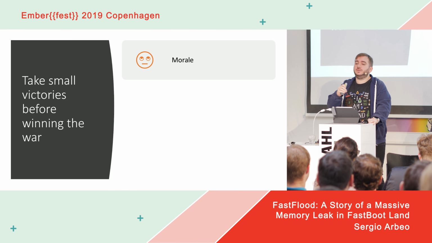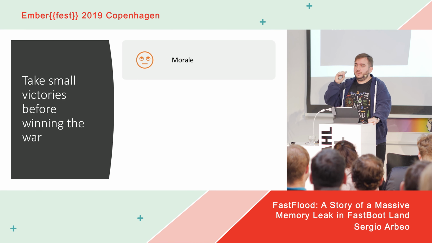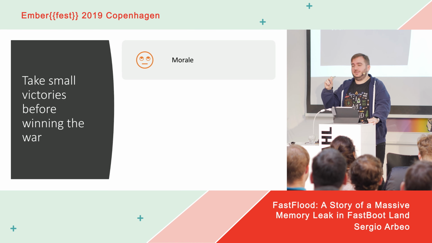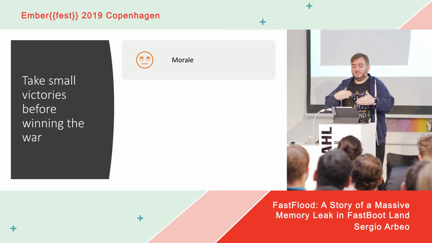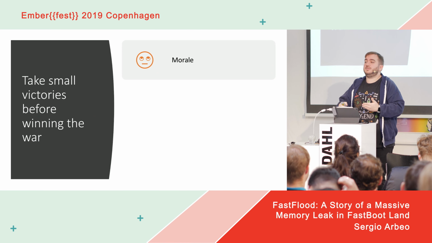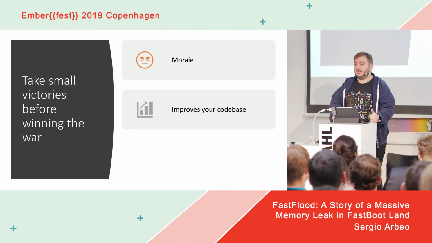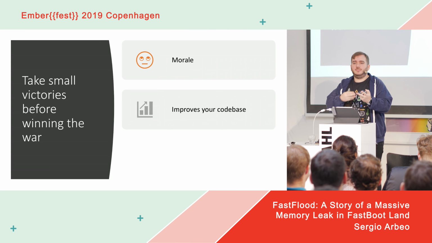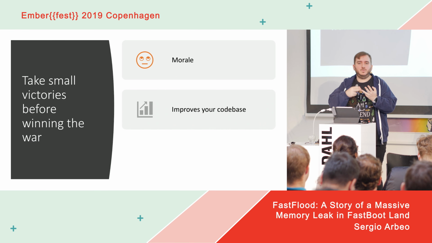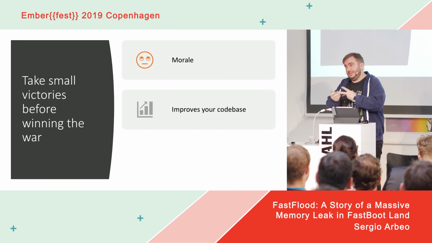But if you take small victories, you can decrease the pressure on your team. Why? Because if there's less memory consumption, you need to restart the server less. So the pressure starts to disappear. And also, as you see some progress, the morale starts to rise again. Also, it improves your code base. 2 reasons. Always, less memory consumption means snappier apps, but also less memory to inspect to find the leak.